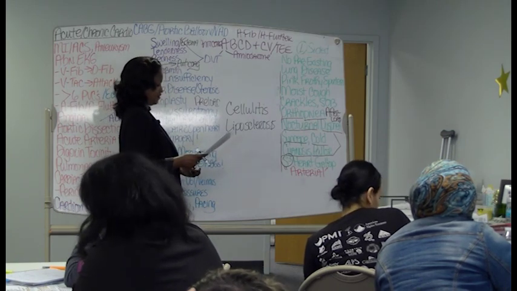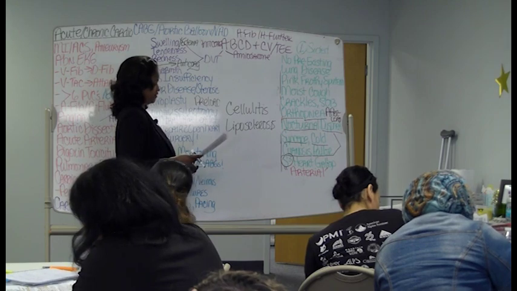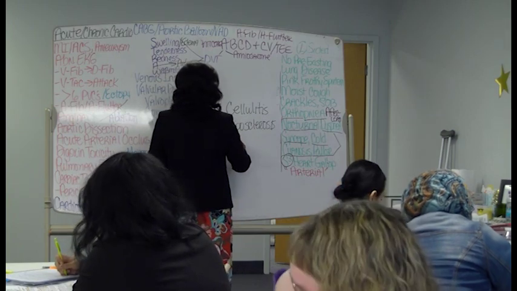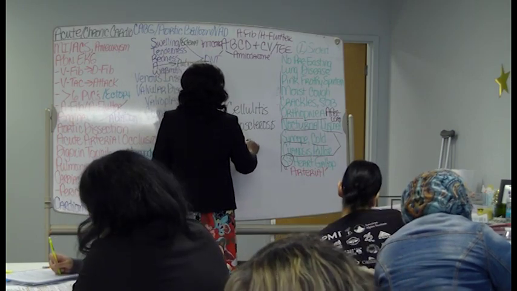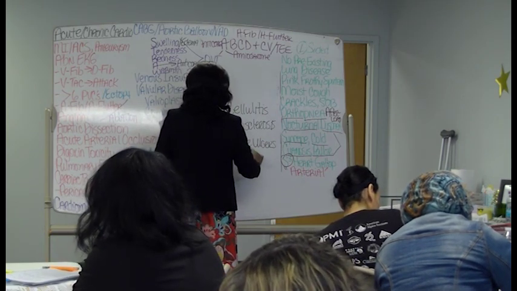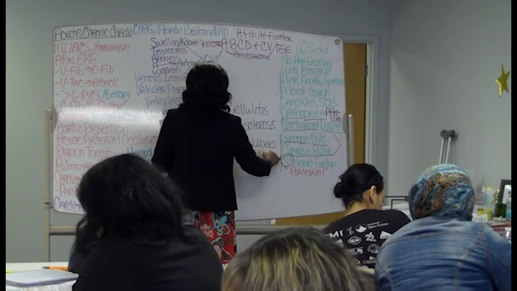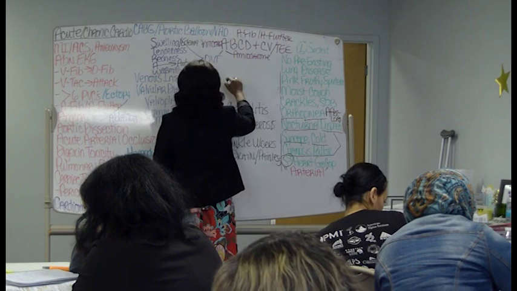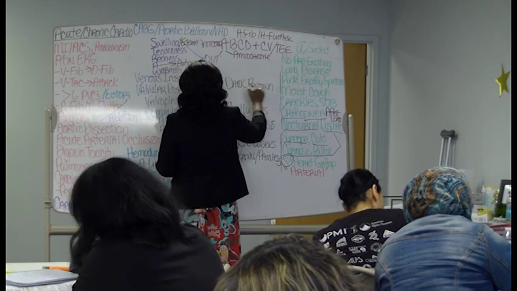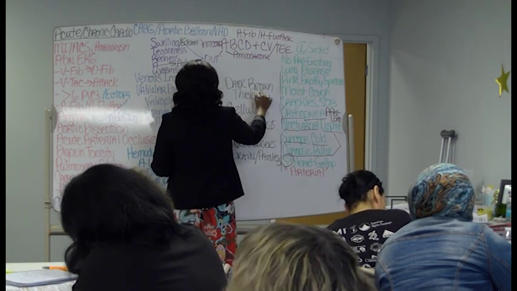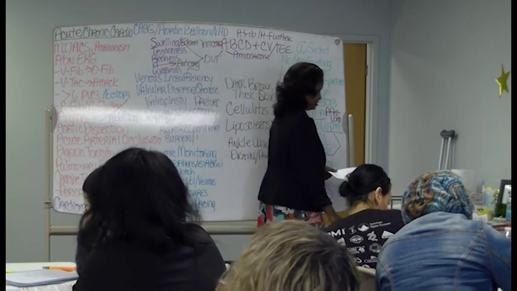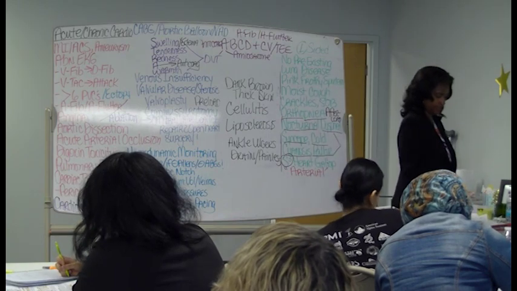Lipodermatosclerosis is thickening of the tissue. They're at risk for ankle ulcers that drain but are painless. And they have dark brown, thick skin.